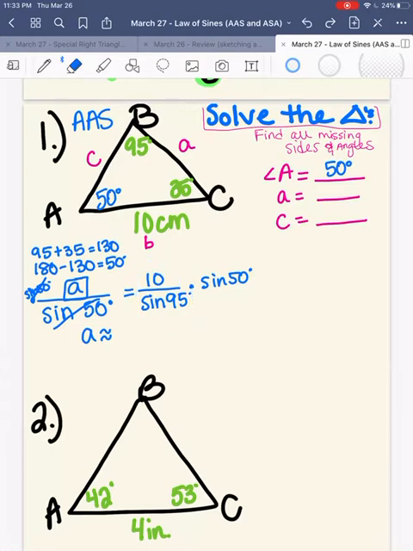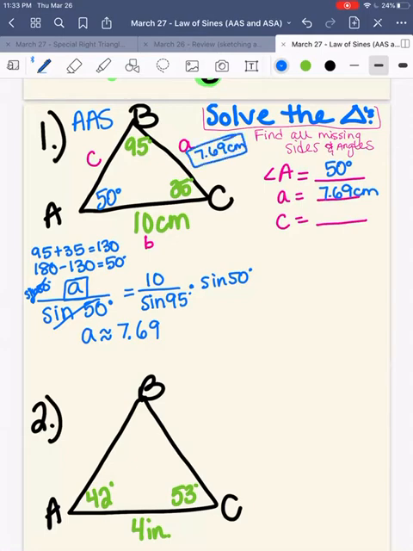Sorry, I don't want to leave all this on here because I don't want it to be jumbled. Your final answer, we're going to round to the hundredth, so 2 places. So A is 7.69 centimeters. I'm going to write it over here to remind myself that I've actually found it. Then I'm going to show you a little thing to help you in just a minute.